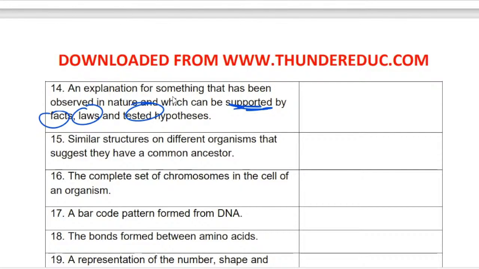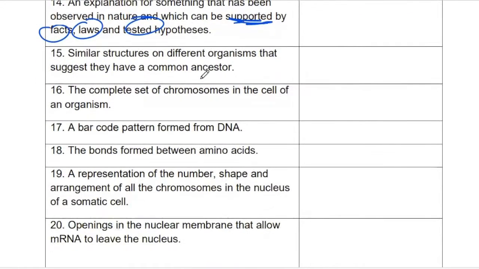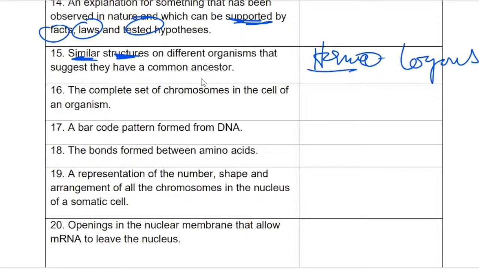Because you wanted to finish this in 2 minutes, at least, the similar structure of different organisms that suggest they have a common ancestor. Similar structures. Whenever you say similar, it is homo. It starts with the word homo. So structures means logos. When you say homo, similar, and then logos means structure. So it is homologous structures.